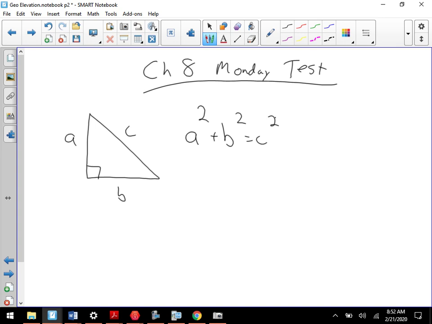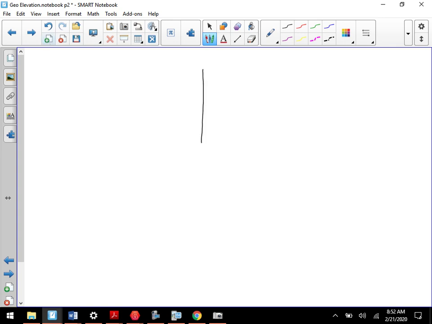One of the things I want to look at right away is number 2. Number 2, you have a right triangle. What part of the right triangle are you trying to solve for? A leg or a hypotenuse? A hypotenuse. Make sure you guys have your calculators with you.